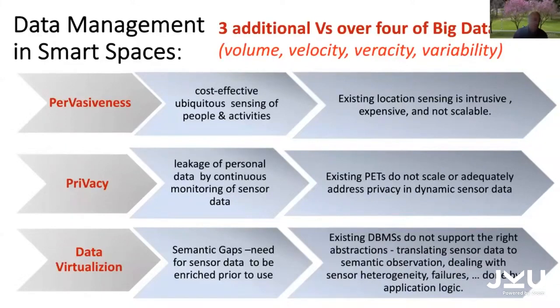And finally, there's a challenge of data virtualization, by which I mean the semantic gap. Data in sensor-enabled spaces arrives in the form of sensor data, which is often too low level to be used for applications itself. Existing databases do not support the right level of abstractions to translate the sensor data into higher level observations. And any logic which requires this higher level translation has to be done internally by application logic itself, including logic for dealing with heterogeneity of different sensors and for tolerating failures of sensors. So one sensor fails and then there's a failover to another sensor. All that logic has to be embedded inside the application logic itself.